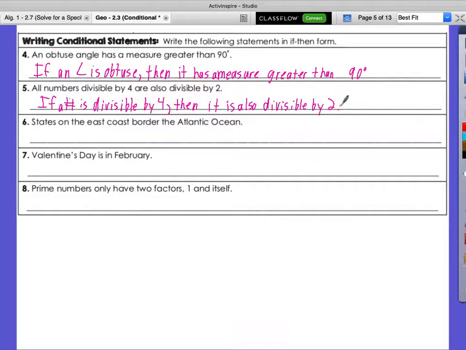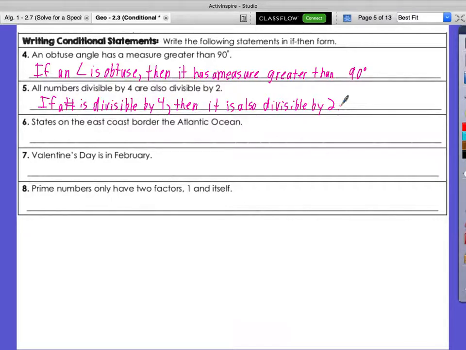We're still really saying the same thing, okay? First it said all numbers that are divisible by 4 are also divisible by 2. We're saying really the same thing. If a number is divisible by 4, then it is also divisible by 2. We're saying it in a slightly different way. Question on that?